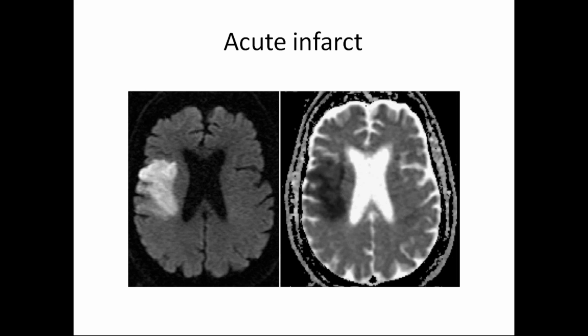So on MR imaging, the basic sequence you see to identify an infarct is the diffusion sequence, which is shown here. The image on the left is the diffusion sequence, and on the right is the ADC, which is the apparent diffusion coefficient. These two images should be studied side by side to identify an infarct.